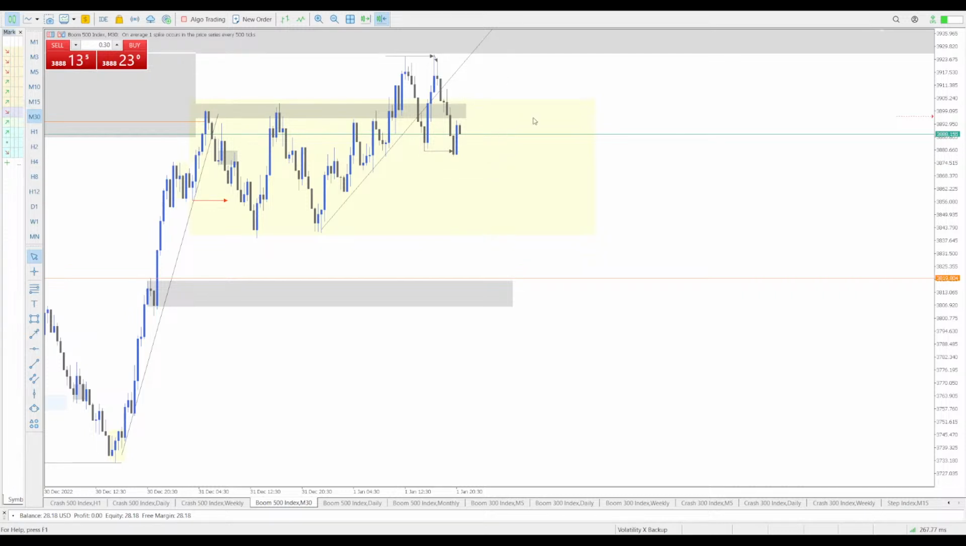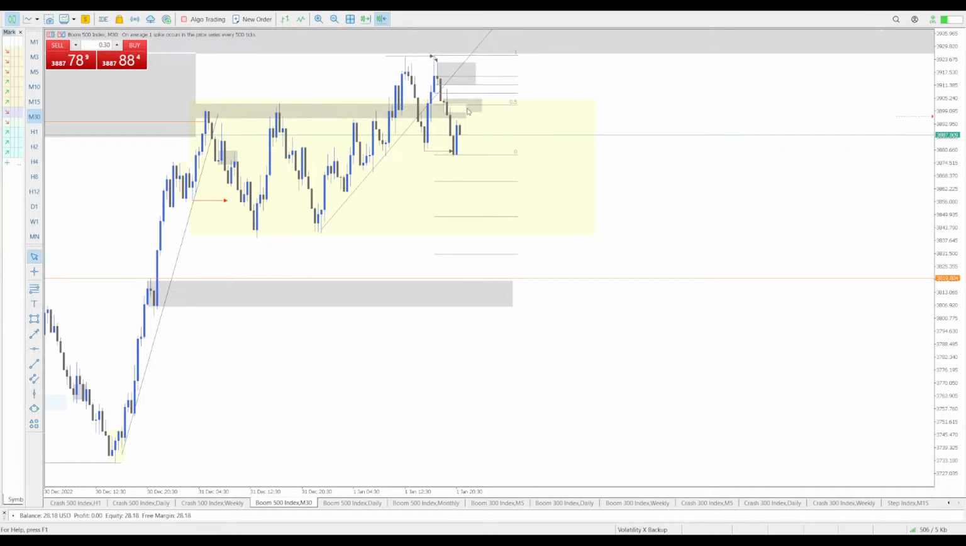Okay, so there are two zones, right? I'm looking at this zone. Both zones are very valid. I'm looking at that zone, and I'm also looking at this zone. Both zones are very valid. Why? Because we have an inducement here to our POI, then we have an inducement here to our POI. So I'll be splitting my risk instead of going full lot on this trade. Yes, I'll split my risk.